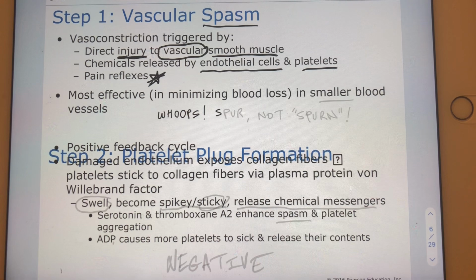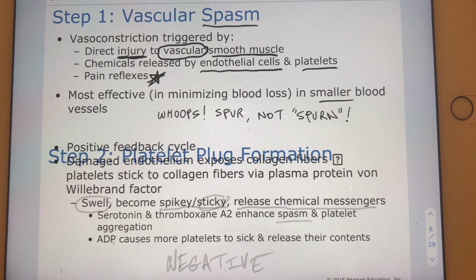And vascular spasm is going to occur in just about any damaged vessel, but it's most effective in small blood vessels. Their narrow diameter means the spasm is going to have the greatest and most efficient effect on narrowing that blood vessel diameter, because there isn't a lot to go around.